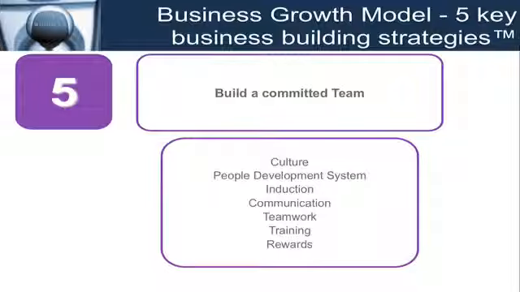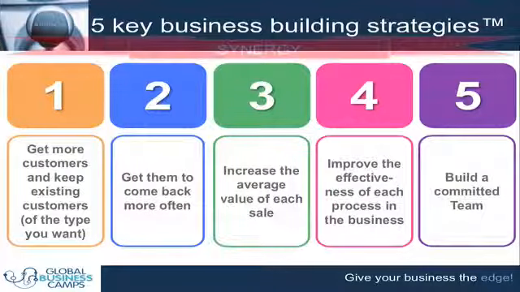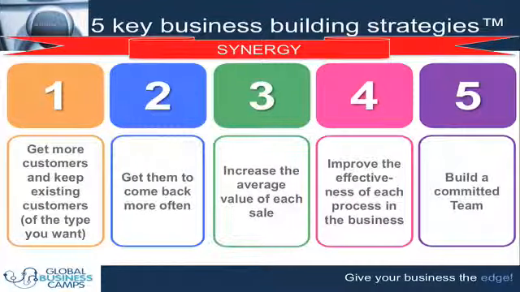Tying this part of the presentation up, if you can have all 5 of them working together, remember you can control 1, 2 and 3. The way you can control them is by having systems and processes in 4 and a committed team in 5. You get the synergy aspect, you get better outcomes, better results.